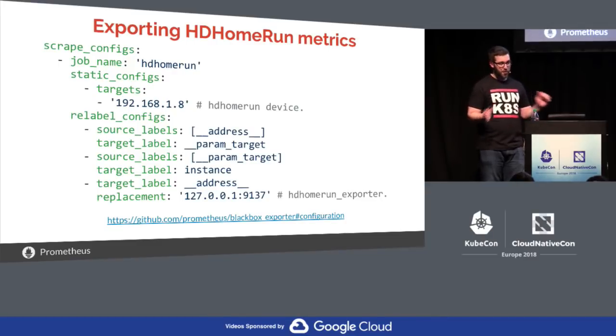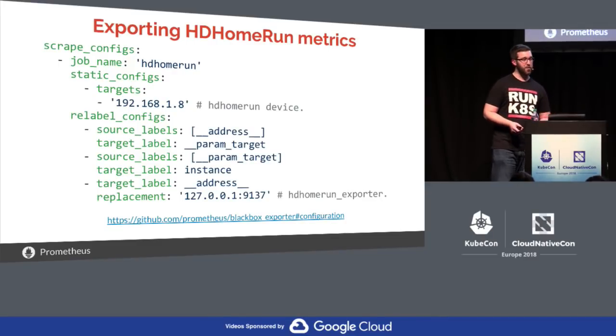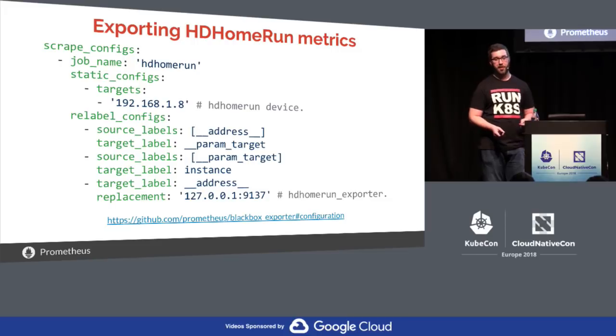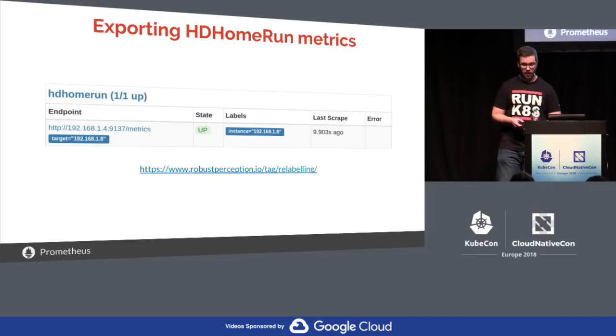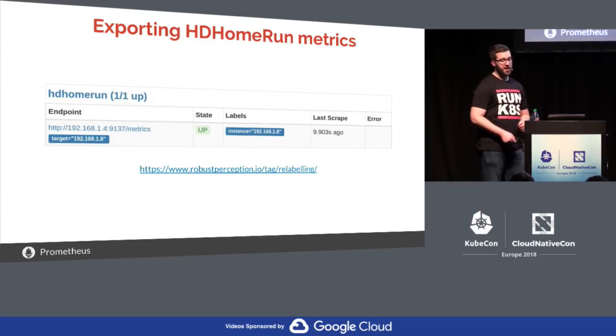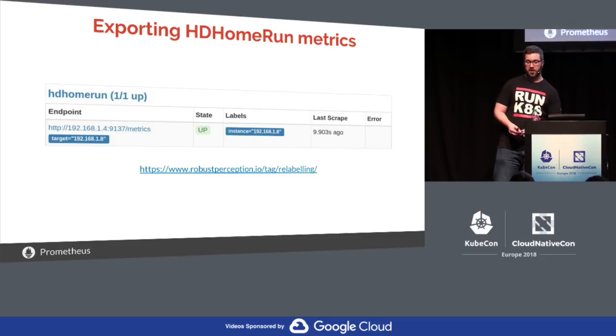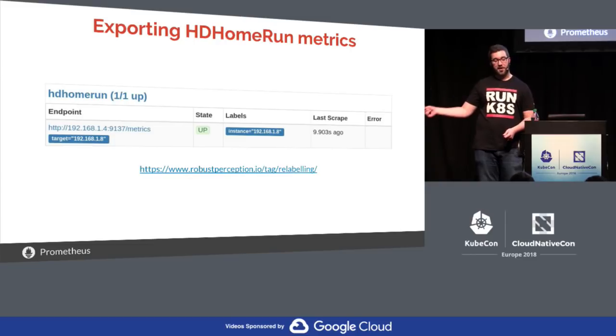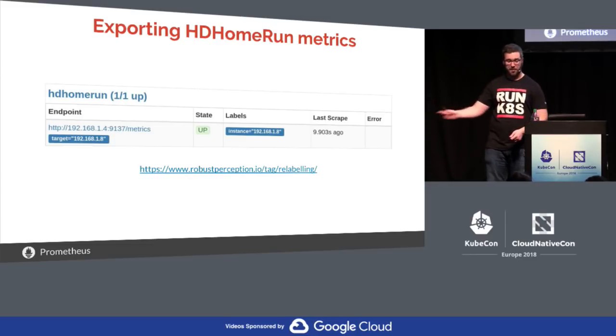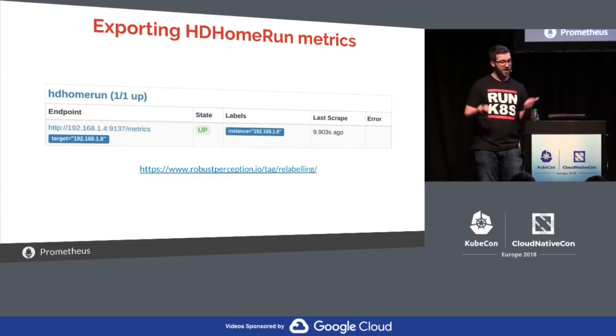So relabeling is a super powerful concept. I definitely recommend reading more about it. Particularly the Robust Perception blog is super useful. Putting this all together, it seems to work just fine. Prometheus is up and running. It is scraping our HDHomeRun exporter running on some machine, which reaches out to our HDHomeRun device itself, gathers the metrics, exports them in Prometheus format, and everything is good.